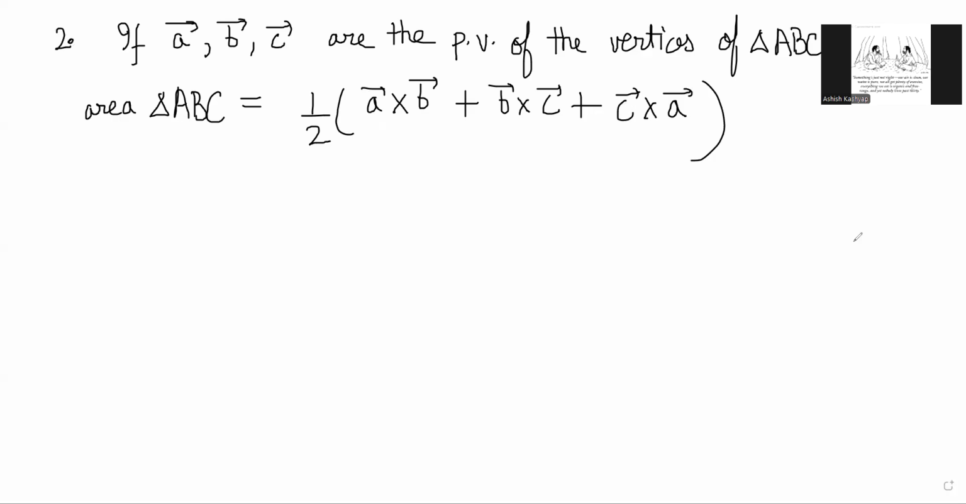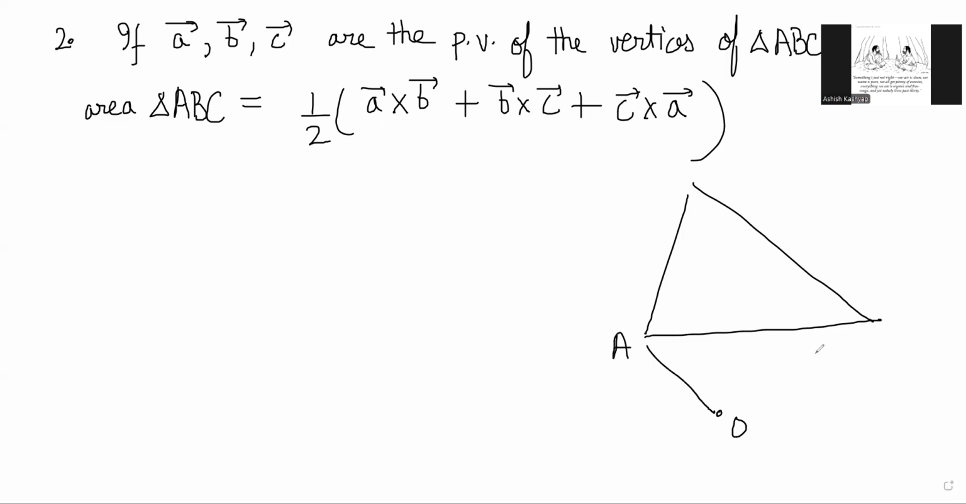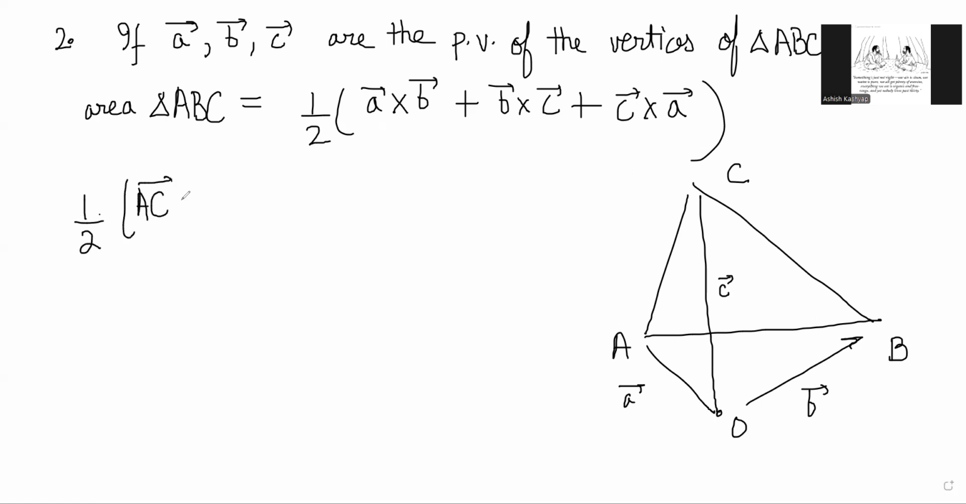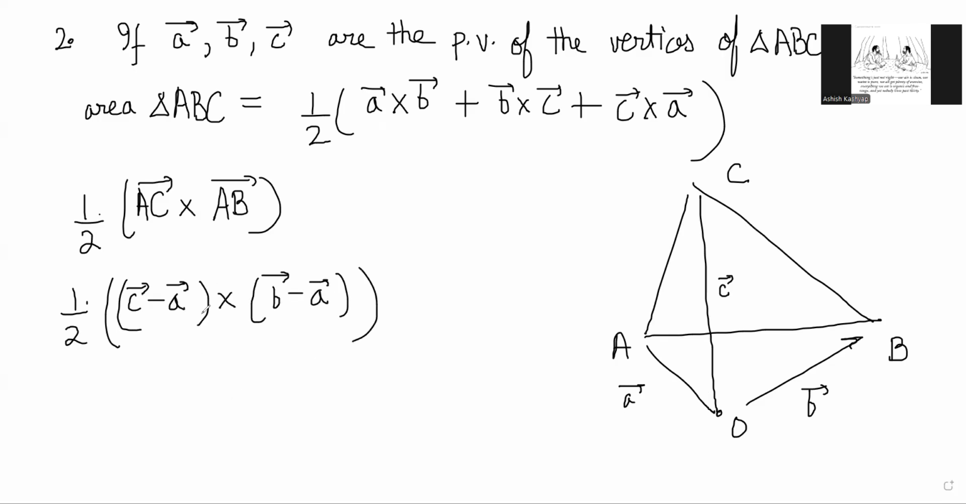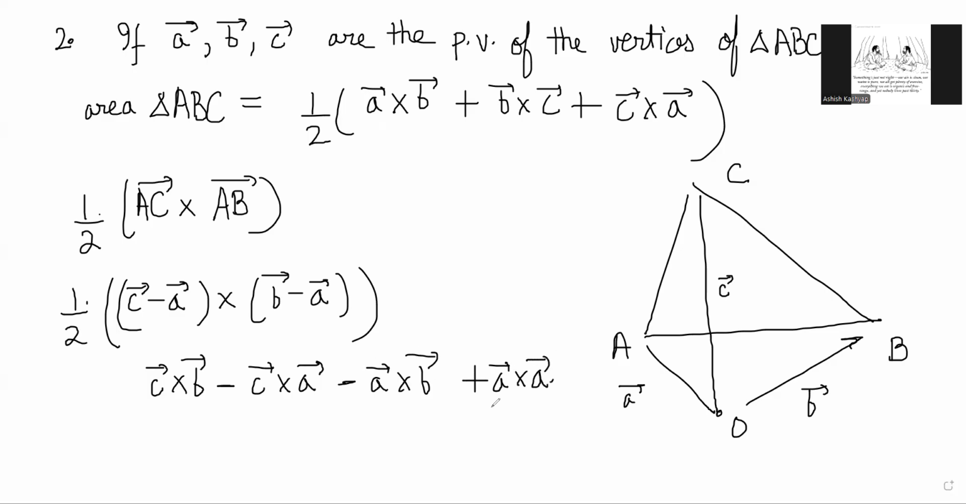Why is that so? It is the same idea as before, but these are position vectors with respect to some origin. So this is A, B, and C. So this is my C vector, this is my A vector, this is my B vector. So obviously area of the triangle is half of AC vector cross AB vector, as we saw earlier. So AC vector will be C minus A and you have to do the cross of that with B minus A, right? When you multiply this, you get C cross B minus C cross A minus A cross B plus A cross A, and A cross A is 0.